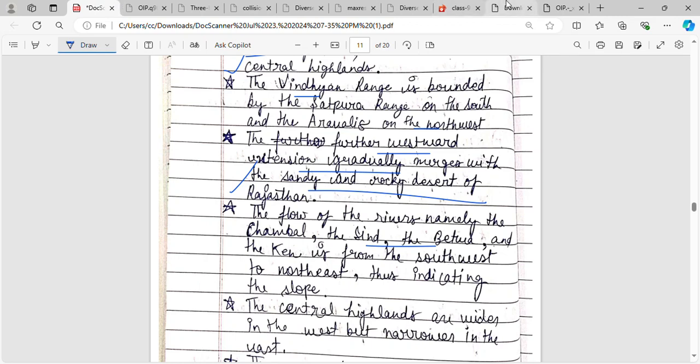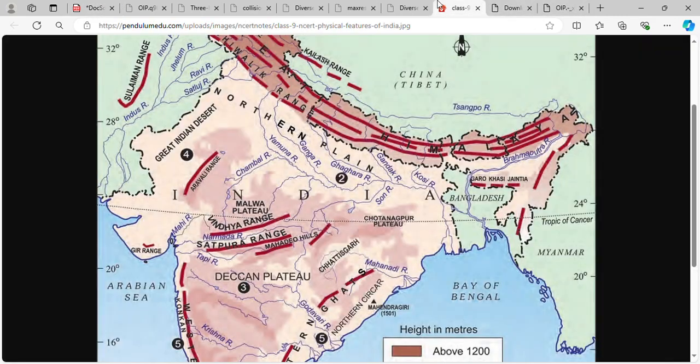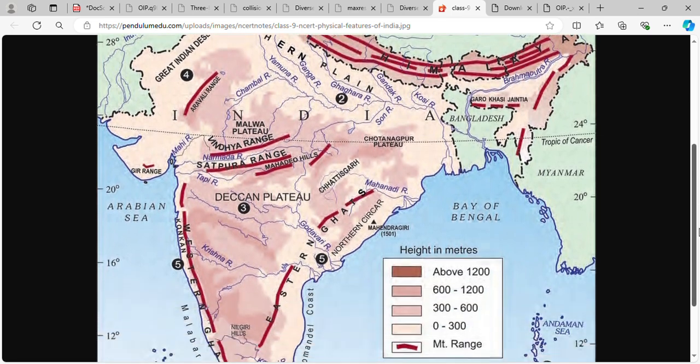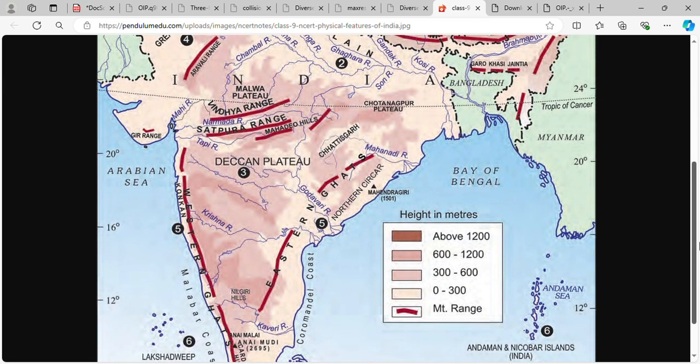So you can see that here this Chambal river is going like this, towards the northeast, indicating the slope. We'll read about it after a few questions maybe, that why these Western Ghats are higher than Eastern Ghats, or why maximum rivers flow towards east. So Western Ghats are higher than Eastern Ghats because maximum rivers flow towards the eastern side.